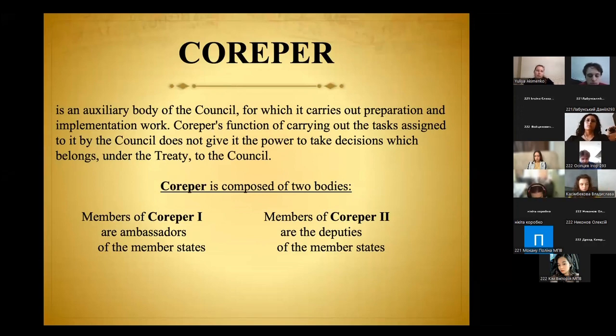COREPER 1 actually is the starting point of discussing the issues that will be put on the agenda for discussing during the Council of Ministers. Ambassadors, they are located in Brussels and start to work with timing up all the questions that probably have to be brought up for discussing. After that, the COREPER 2, which consists of deputies, national deputies, start to finalize this agenda in order for it to be appropriate and necessary right away for this moment.